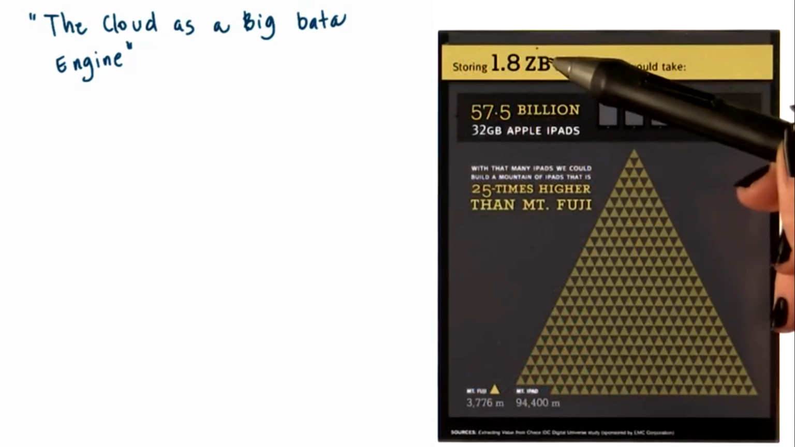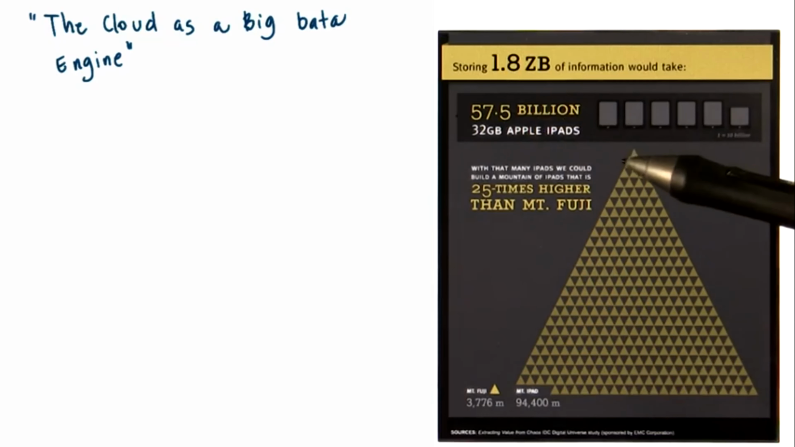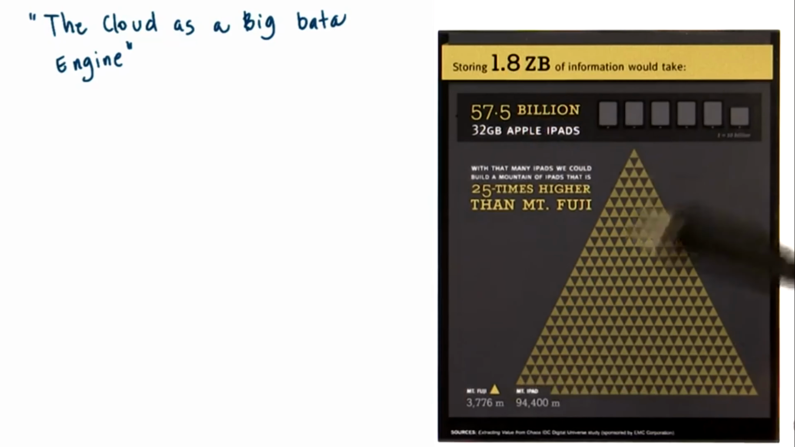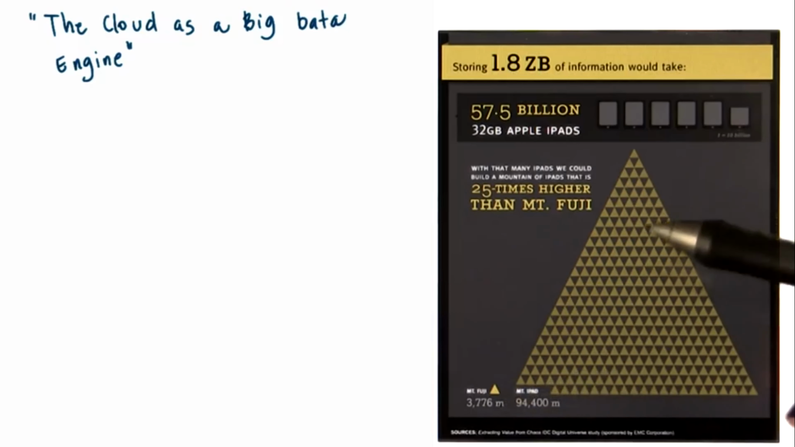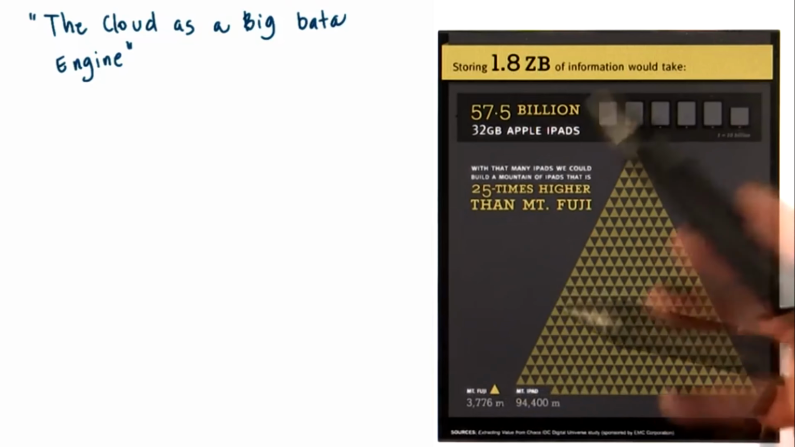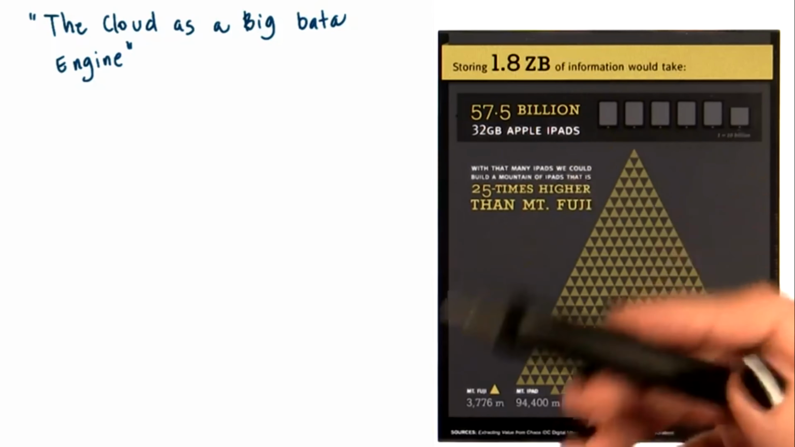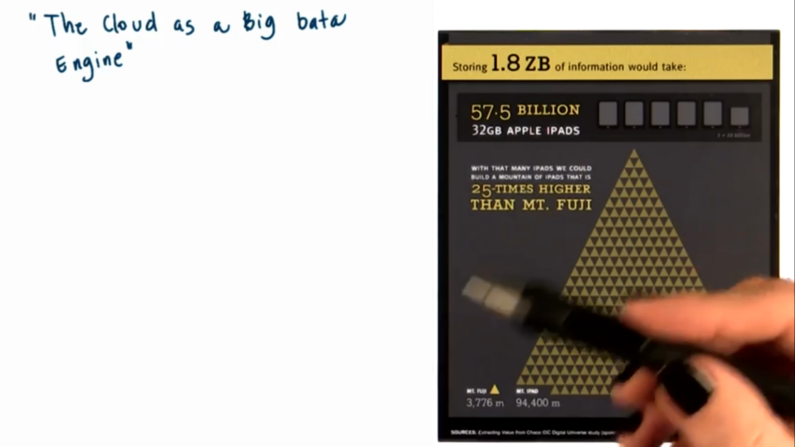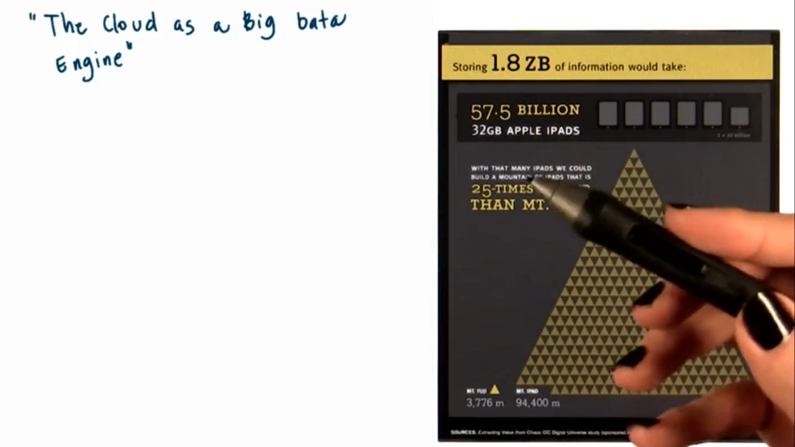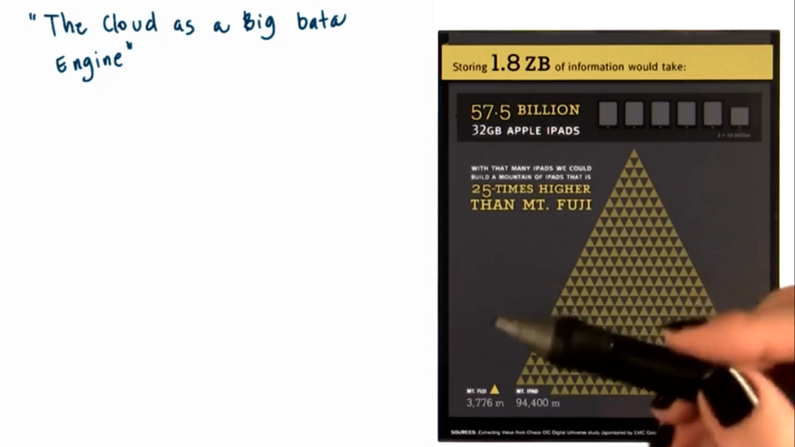Or to store this much data, it would require so many of Apple's 32 gigabyte iPads that if you stacked them up together, it would be 25 times higher than Mount Fuji. Pretty powerful, these illustrations. And this is all the data from 2011 only. Clearly, not every application needs access to all of the data that's generated, that's available in the world. But a lot of the applications for scientific discovery, for improving social services, for a number of other types of applications, they do require a lot of data.